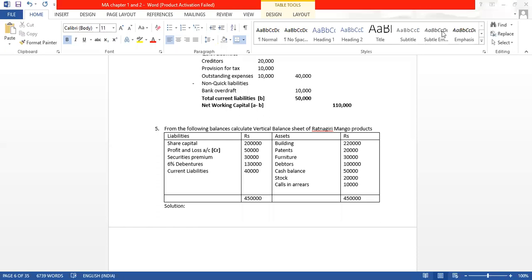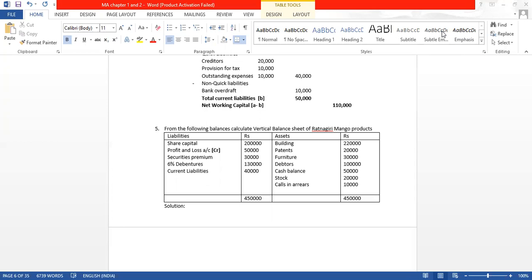This is the sum we will be doing now in front of your screen. From the following balances, calculate the vertical balance sheet of Ratnagiri Mango Products. Liability side, asset side. In the liability side, we have share capital, profit and loss account, credit. Now, what does this credit mean? This profit and loss account, which is in the liability side, refers to profit made by the business. This profit and loss account is net profit.